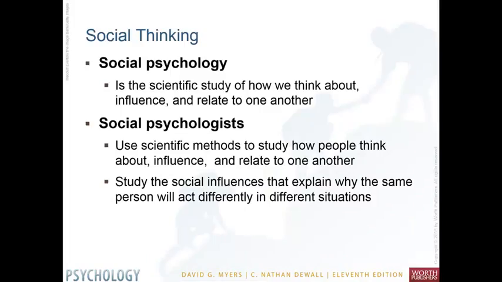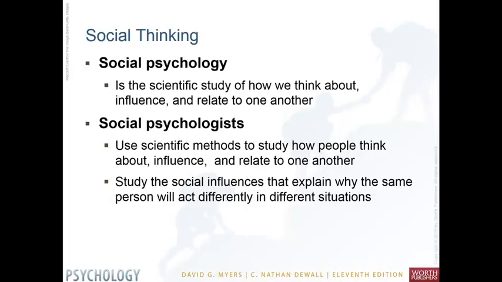So what is social psychology? Social psychology is the scientific study of how we think about, influence, and relate to each other. A lot of psychology is looking at the individual's behavior. Social psychology looks at the individual's behavior in relationship to other people using scientific methods, research, experimentation.